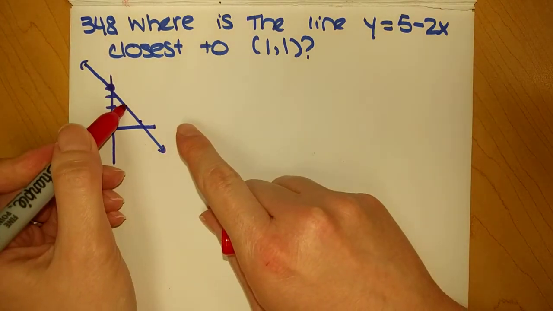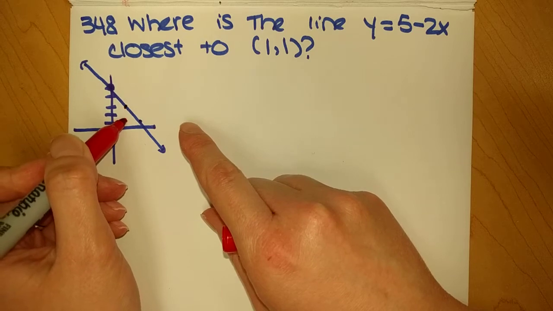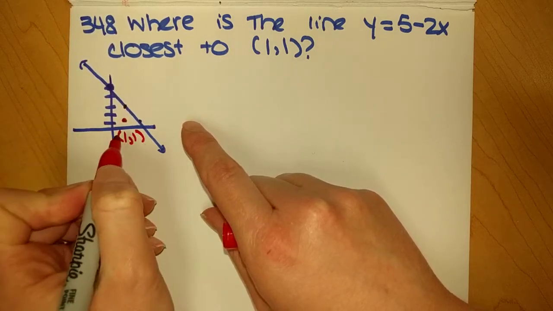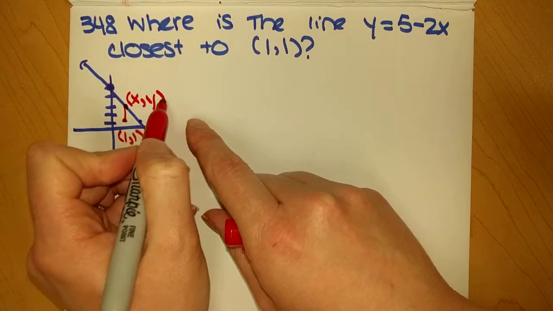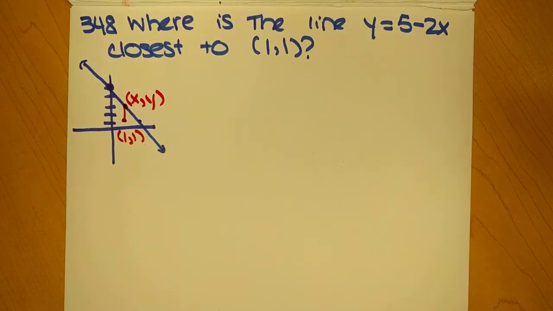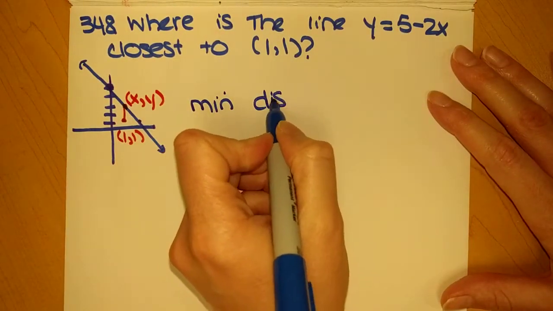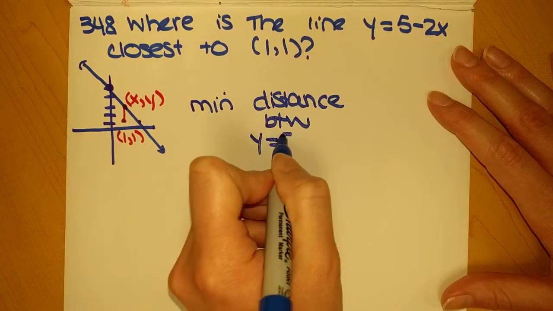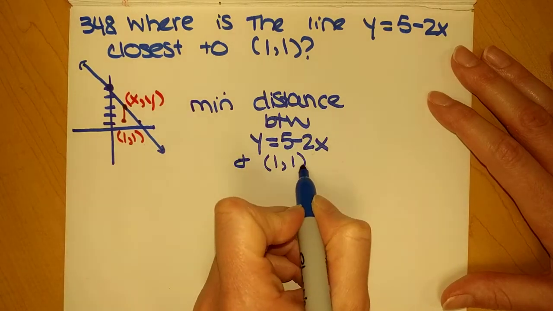So if we're going down 2 to the right 1, down 2 to the right 1, our (1, 1) point is here, and we want to minimize the distance from (1, 1) to this point x, y that is on the line. So this question is a question of minimizing the distance between the line y equals 5 minus 2x and the point (1, 1).